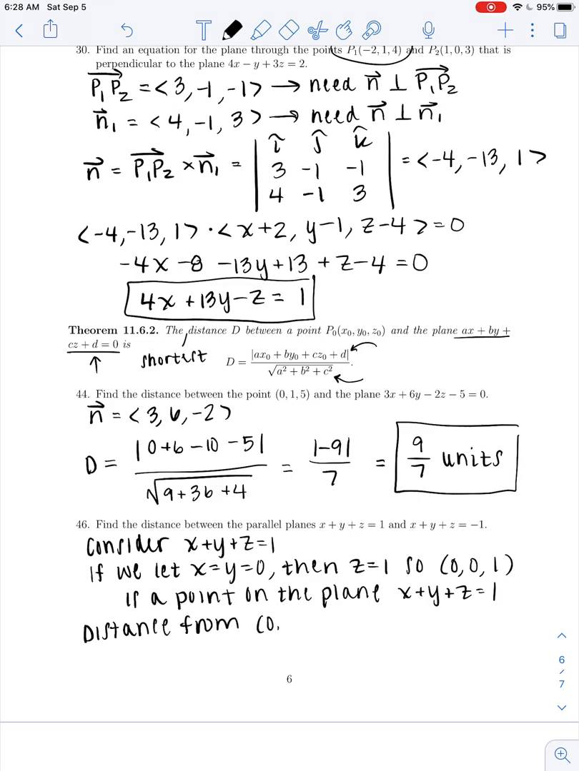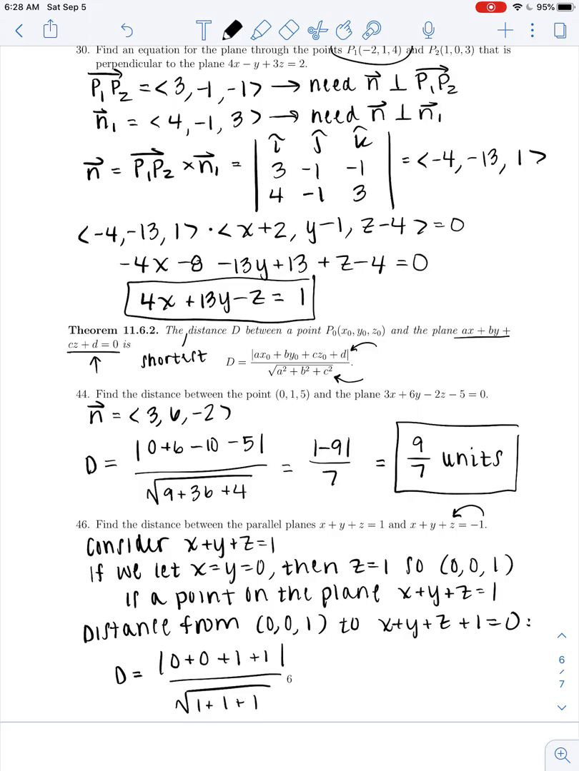So the distance from 0, 0, 1 to the plane x plus y plus z plus 1 equals 0. You'll notice that I moved that -1 over. That is given by d equals the absolute value of 0 plus 0 plus 1 plus 1 divided by the square root of 1 squared plus 1 squared plus 1 squared, right? That normal is 1, 1, 1. And so this comes out to 2 over the square root of 3. I am perfectly fine with you leaving your answer like that. Or if you wanted to rationalize the denominator, you could write this as 2 radical 3 over 3.